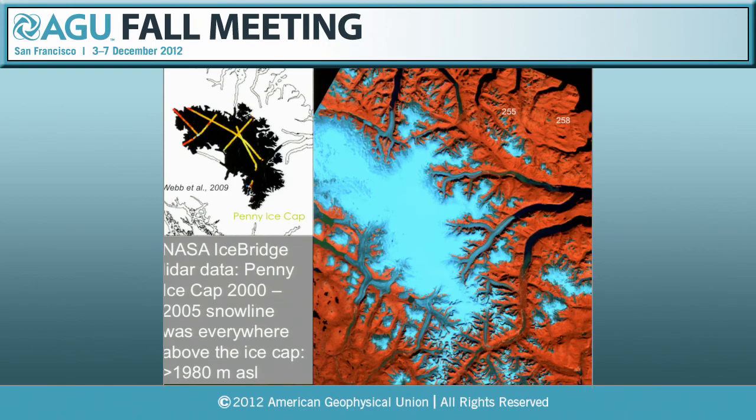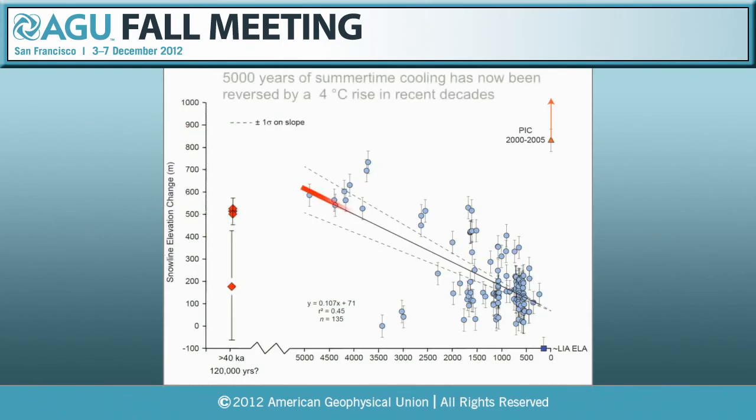And they come back about every 5 years, and in the 2000 to 2005 resurvey, it showed that the snow line was everywhere above the top of the Penny Ice Cap, and the Penny Ice Cap is almost 2,000 meters. So the current snow line is at least 2,000 meters. And if we compare it to the mid-20th century snow line, it turns out to be an 800-meter rise in the snow line since sometime in the middle of the last century. And so here we can say, in a curve that even Mike Mann might be envious of, we've got 5,000 years of summertime cooling that's now been reversed by a 4-degree C rise in summer temperatures in the last century.